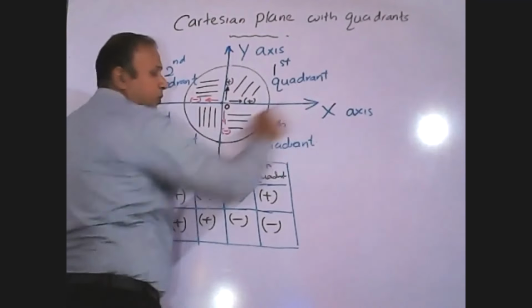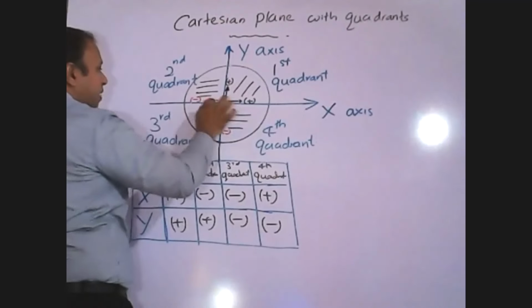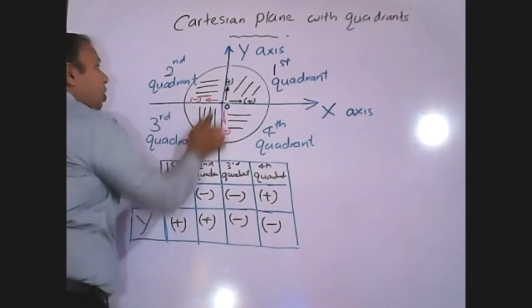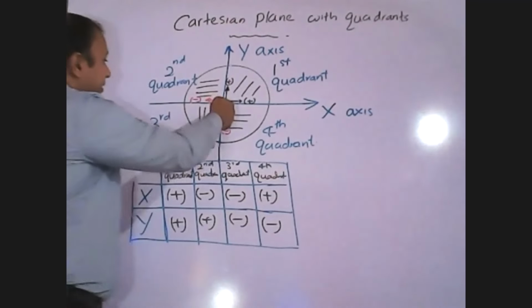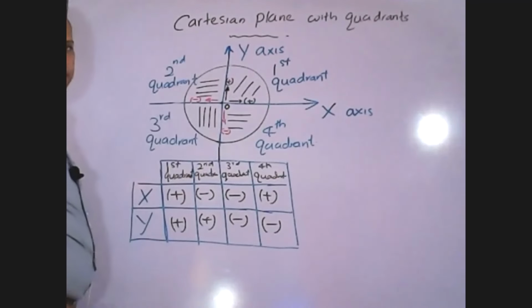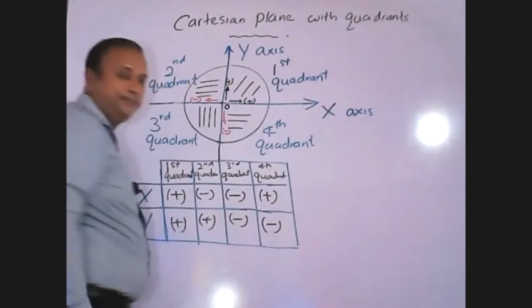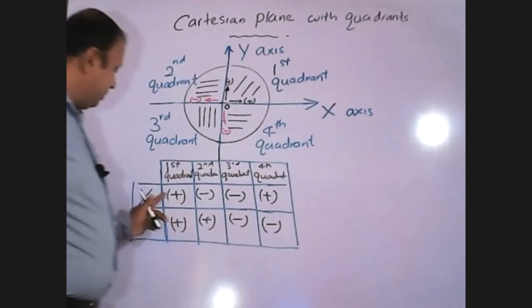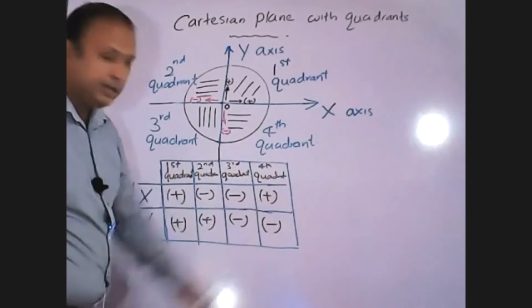Positive y-axis, positive x-axis. The second quadrant is formed by these boundaries. Negative x-axis and positive y-axis. The third quadrant is formed by negative x-axis and negative y-axis. The fourth one is formed by negative y and positive x-axis. Okay, those are the boundaries of quadrants. Therefore, in each quadrant, the signs of x and y are like this.